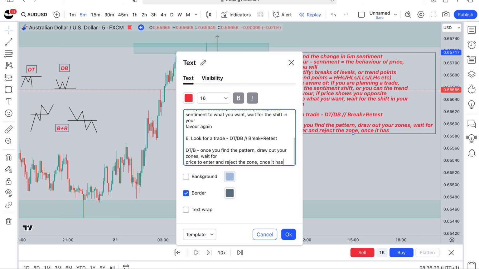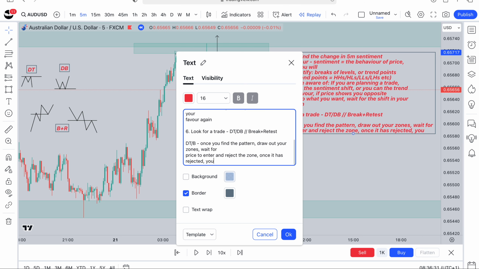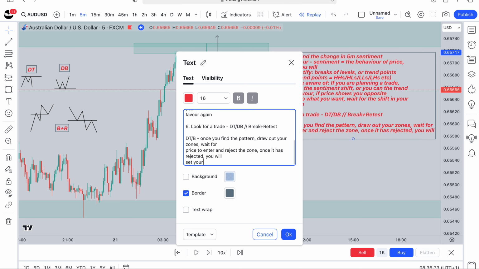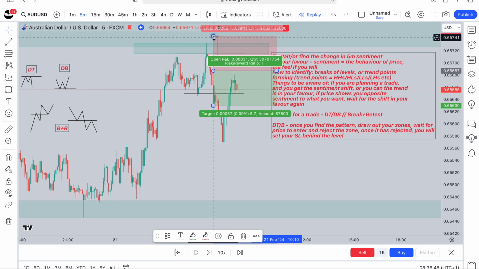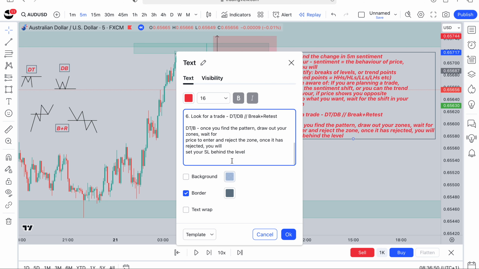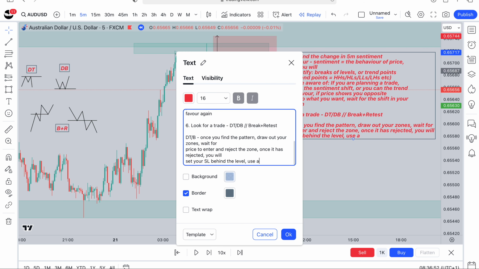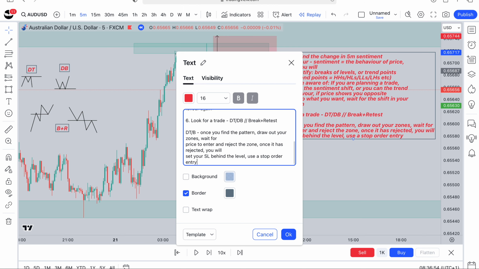Once it has rejected, you will set your stop loss above the level. Okay, below the level. Let's put it behind actually, because that's universal. Okay, so if you had wanted to take your trade by here, use a stop order entry.